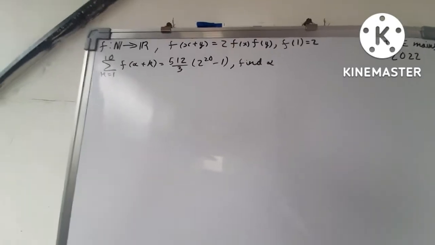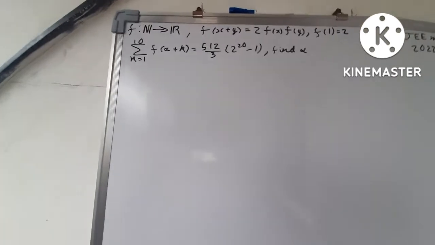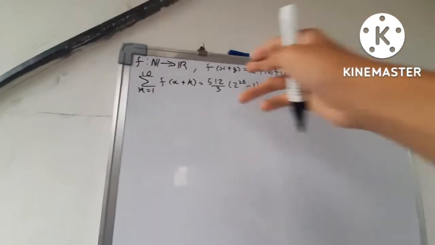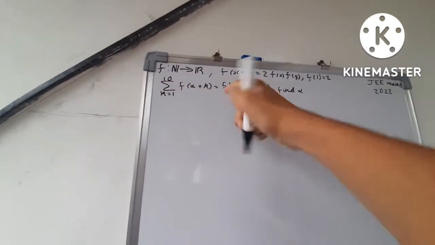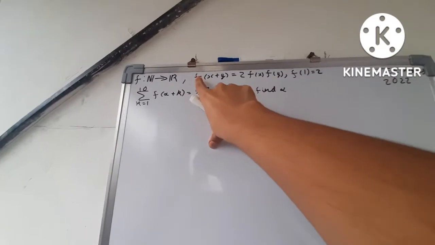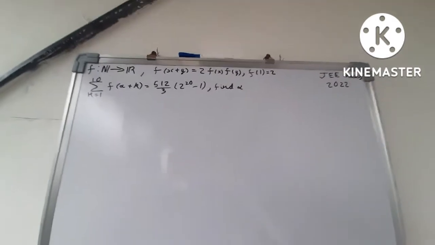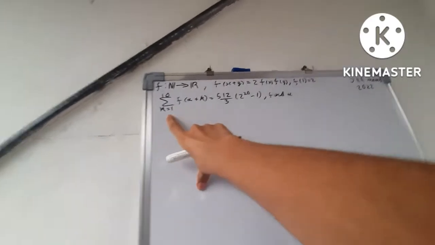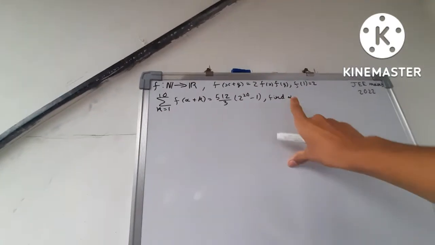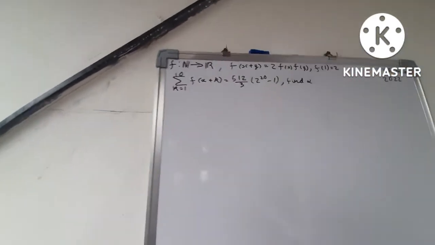So I'm going to solve this question first, and then we're going to point out something that can be removed from the question, because it's pointless. We've been given that a function from natural numbers to real numbers is such that f of x plus y is equal to 2 times f of x times f of y, and f of 1 is equal to 2. Then we've been given an expression asking for what number alpha it is satisfied.